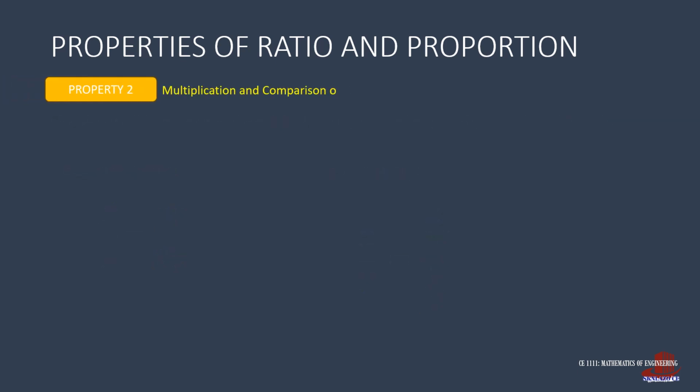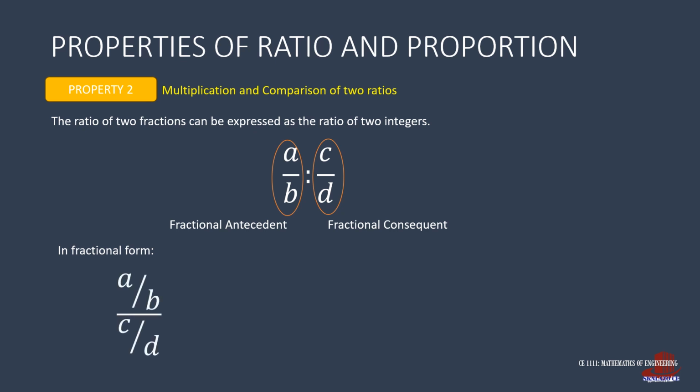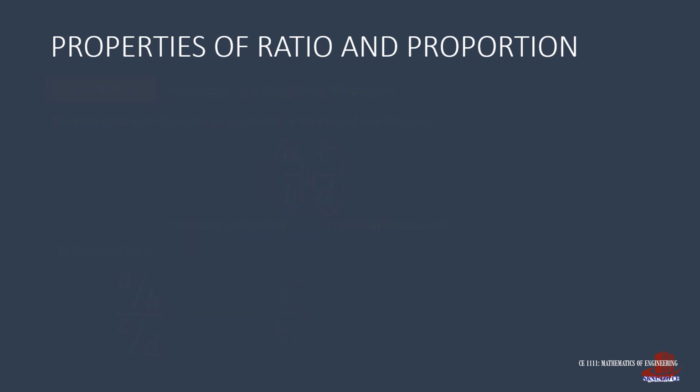The second property is multiplication and comparison of two ratios. In this property, note that each part of the ratio is a fraction. Say we have a over b as a fractional antecedent, and this is compared to c over d, another fractional consequent. If they are placed in fractional form, we get a over b all upon c over d, which can be simplified into a times d over b times c.